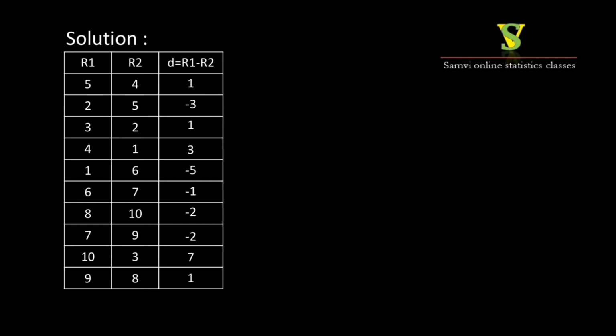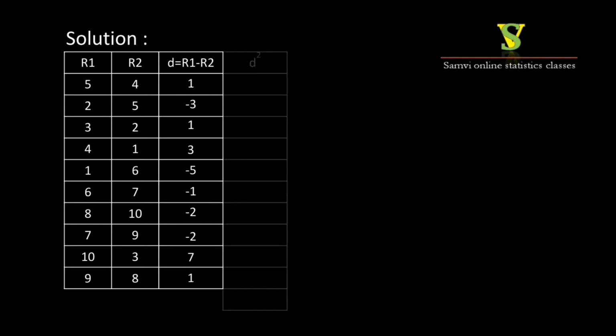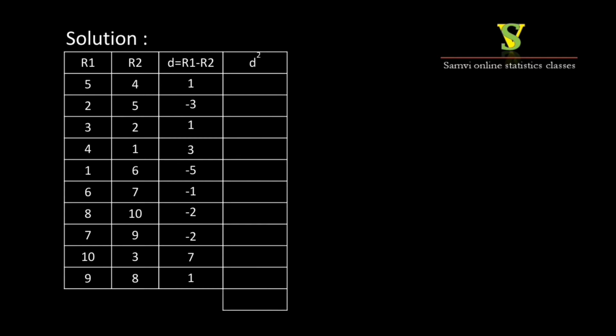Once you calculate D, the next step is finding D square. So D square: 1 square is 1. Minus 3 square is 9. 1 square is 1. 3 square is 9. Minus 5 square is 25. Minus 1 square is 1. Minus 2 square is 4. Minus 2 square is 4. 7 square is 49. 1 square is 1. So now we have to find the total. So the total here is 104.